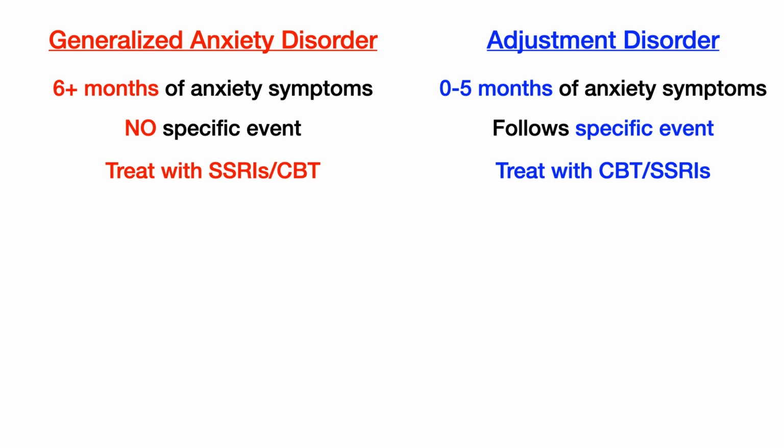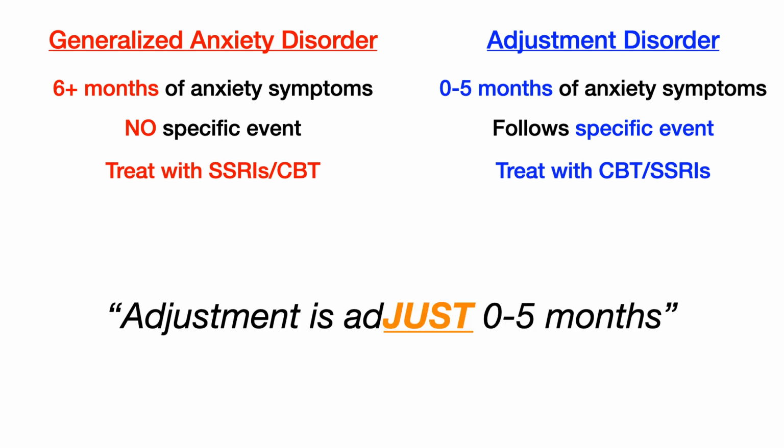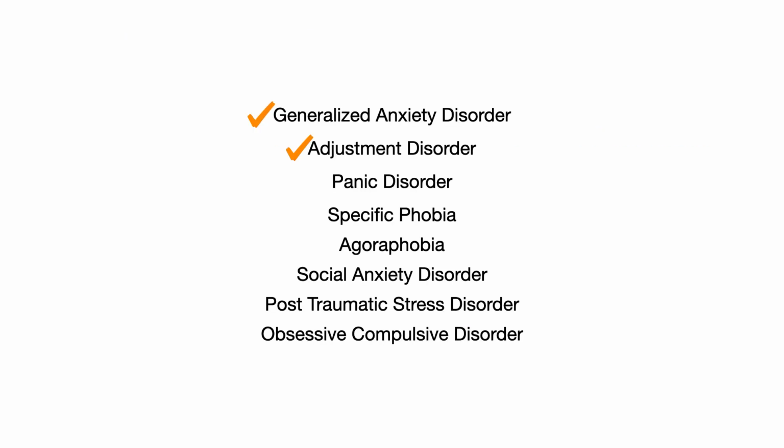Now, how do you remember this, right? You're struggling to fit all of this information into the very precious amount of brain space you have left. You're feeling exhausted. You're thinking to yourself, Dirty, I want to be a vascular surgeon. Why the hell do I care about psychiatry? Well, let's give you a mnemonic then. Adjustment disorder is adjust 0 to 5 months. This will help you remember that adjustment disorder only lasts up to 5 months. And if it goes 6 or more, you convert it to GAD. All right, done. We've knocked off the first 2 anxiety disorders. You're well on your way to being the next Freud.